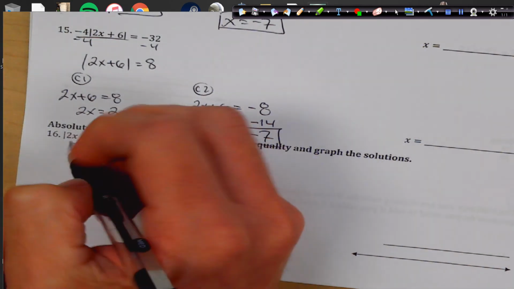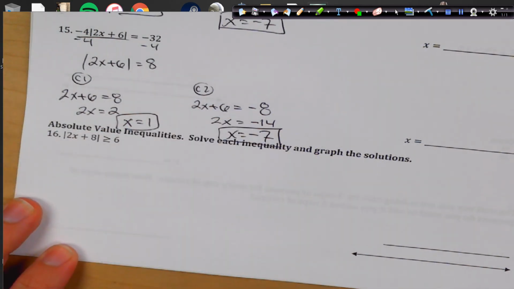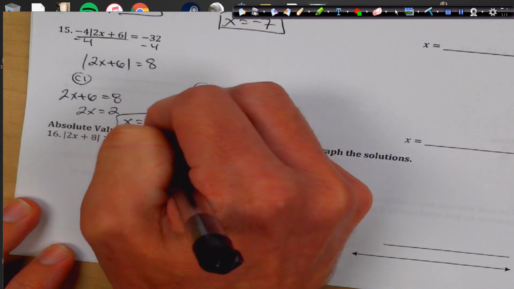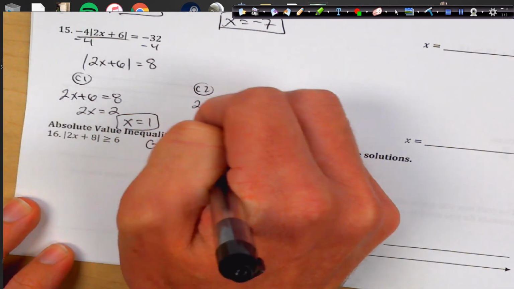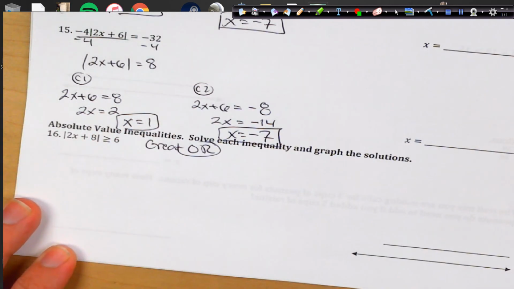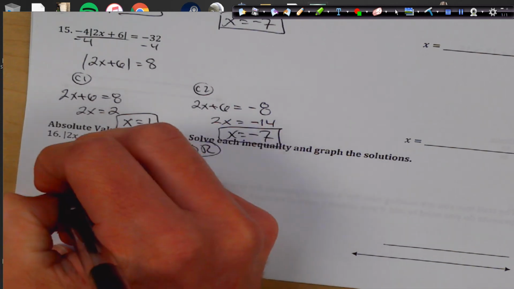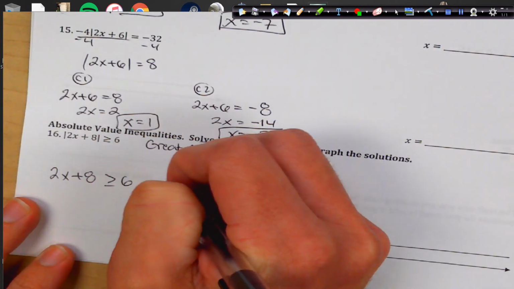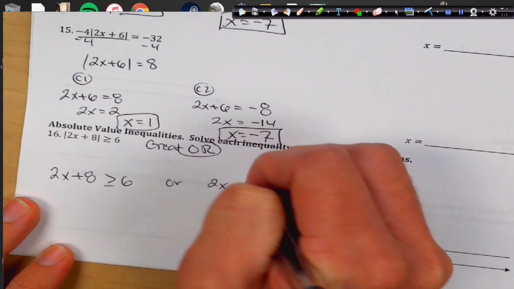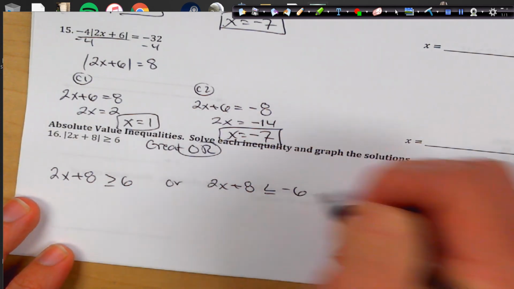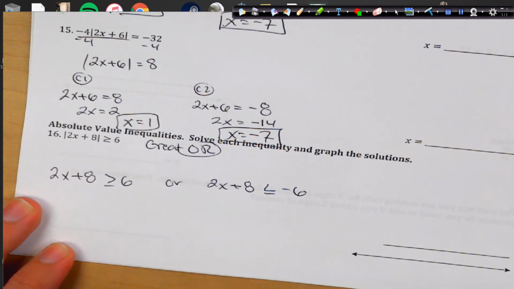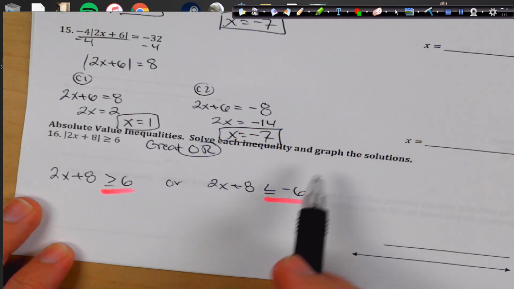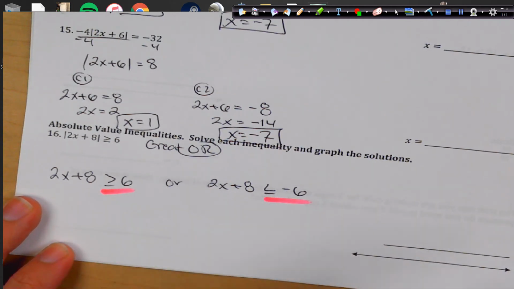Okay, here we go. 2x plus 8. This is a greater or equal to sign, so greater or. So we're going to make this into an or problem. So this is going to be 2x plus 8 is greater than or equal to 6, or 2x plus 8 is less than or equal to negative 6. So notice, we don't just change the sign, we also change the inequality. So this becomes negative, but the inequality also flips.